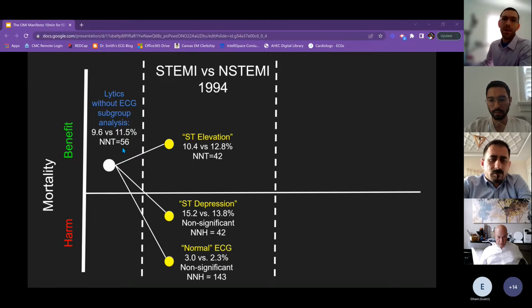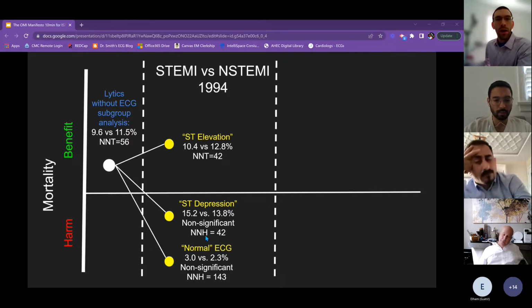Amazing. Next, they broke those 60,000 patients into 3 subgroups, those with elevation on their EKG, depression, or neither, which they called normal. And they realized that the ST elevation subgroup benefited even more than the original group. And the other 2 subgroups actually had a non-significant mortality harm from receiving those thrombolytics.